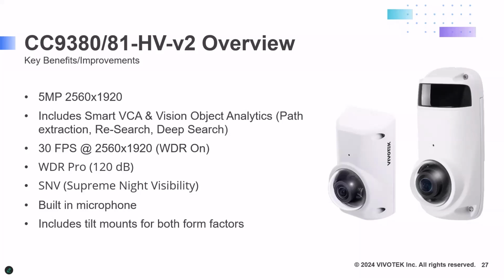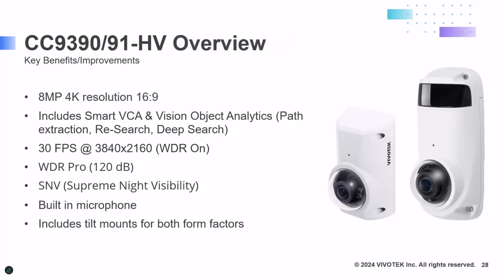The unique mounting design facilitates easy installation on a wall in order to capture faces at eye level. The built-in microphone records sound within a 5-meter range to further increase the level of surveillance. The CC9381 also has a built-in 180-degree IR illuminator that's going to provide you illumination up to 20 meters.